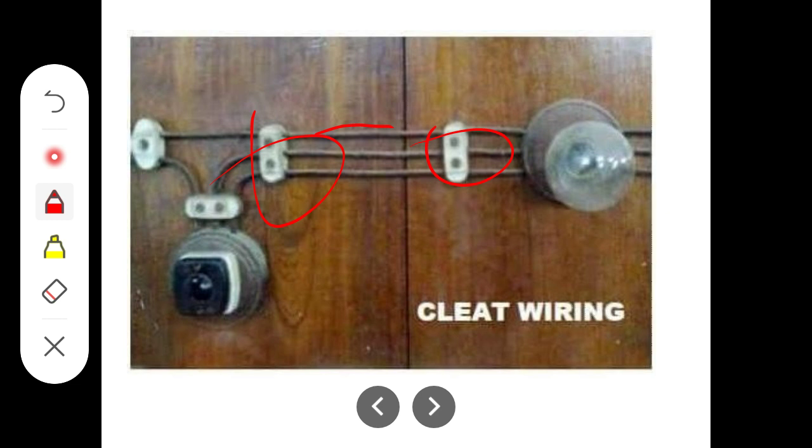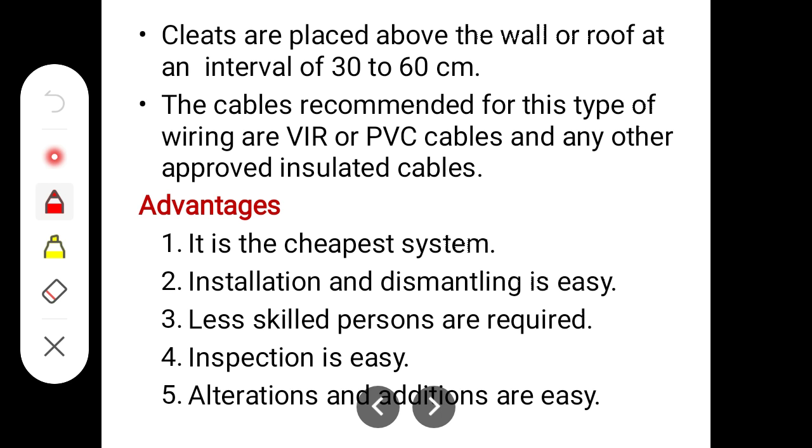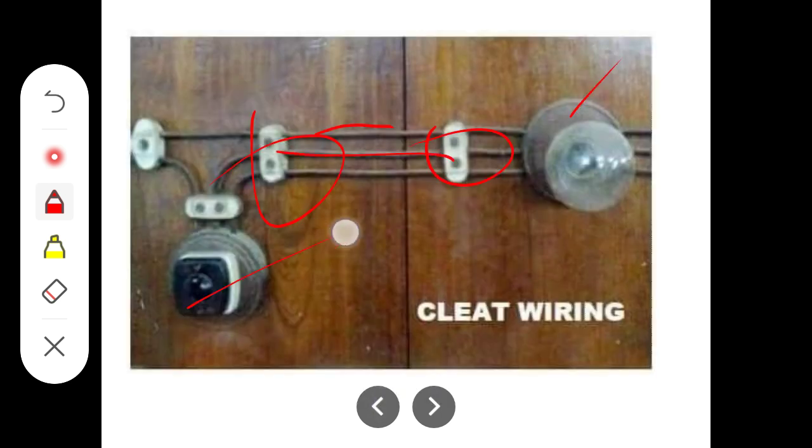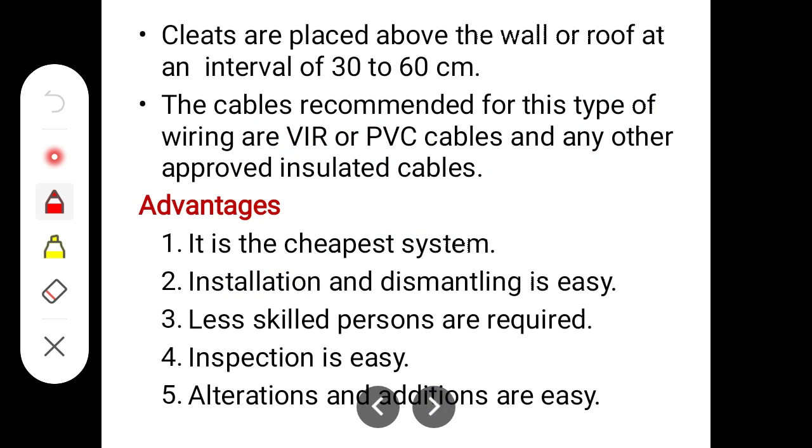Here are the lamps and here is the switch, and a thumb switch is placed. These are the cleats. The cleat wiring is placed above the wall or roof at an interval of 30 to 60 centimeters, and we can see this distance. The cables required for this type of wiring are VIR, that is vulcanized Indian rubber, or PVC cables, or many other approved insulated cables.